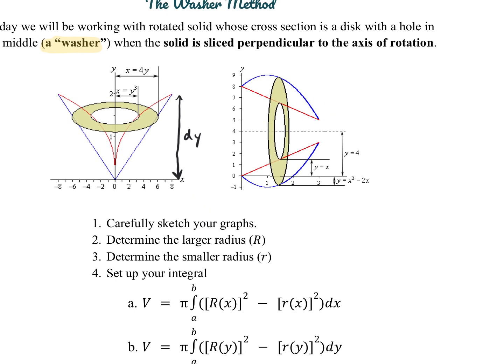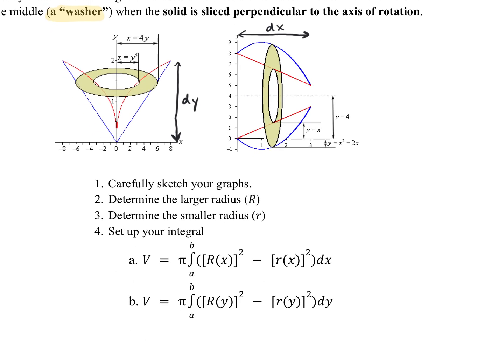Now, if I have a horizontal axis of rotation like you see here, my cross sections are vertical, and to cover this entire area, I need to stack them horizontally. So I'd stack them from here to here, from 0 to 3, which means I'm integrating with respect to x, which also means that everything in my integral needs to be with respect to x.